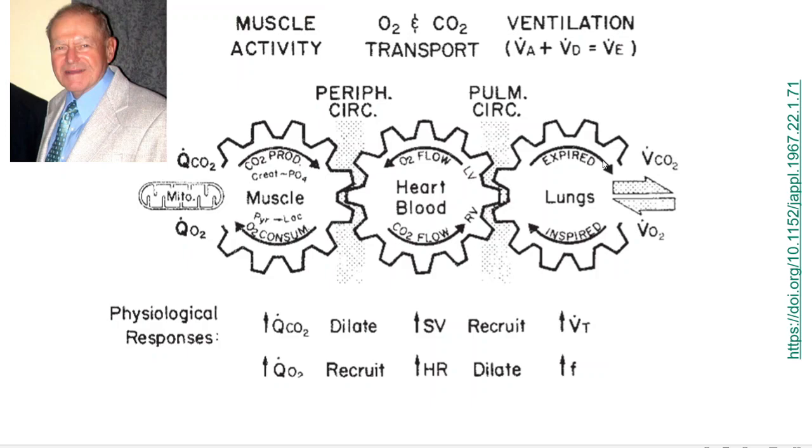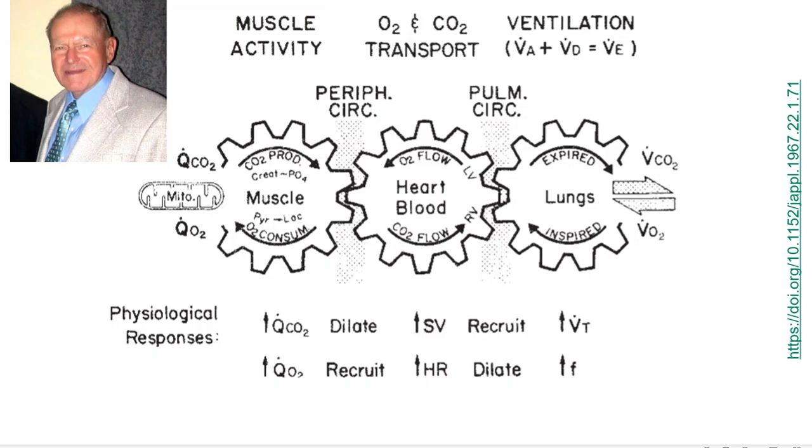And the great thing about this diagram is the more you look at it, the more details get revealed. So you've got the peripheral circulation, pulmonary circulation, you've got things like pyruvate being broken down to lactate, you've got phosphocreatine being broken down as well. And then you've got things like how ventilation is calculated. You've got alveolar ventilation plus dead space is equal to the expired ventilation that you actually measure. And these things keep revealing themselves the more you look at it.